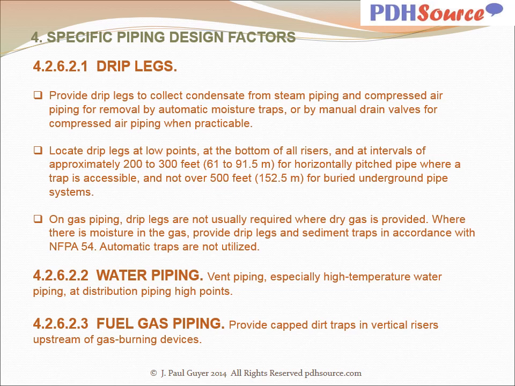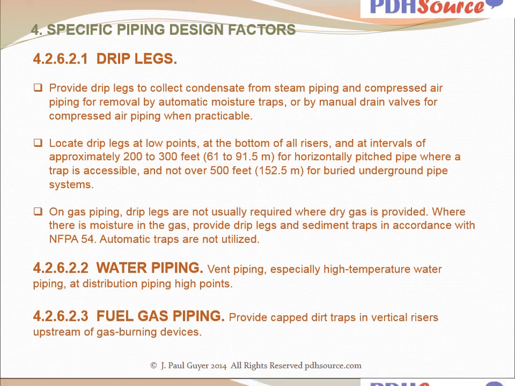On gas piping, drip legs are not usually required where dry gas is provided. Where there is moisture in the gas, provide drip legs and sediment traps in accordance with NFPA 54. Automatic traps are not utilized. With regard to water piping, vent piping, especially high temperature water piping at distribution piping high points. For fuel gas piping, provide capped dirt traps at vertical risers upstream of gas burning devices.